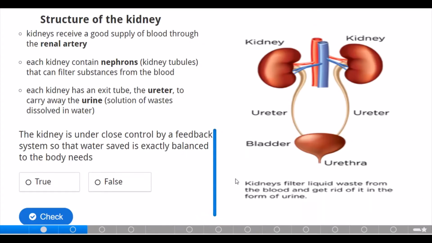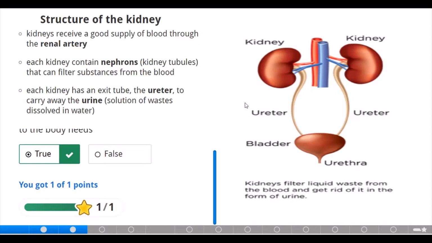Structure of the kidney. Kidneys receive a supply of blood through the renal artery. Each kidney contains nephrons, kidney tubules that can filter substances from the blood. Each kidney has an exit tube, that is the ureter, to carry away urine. The kidney is under close control by a feedback system so that water saved is exactly balanced to the body's needs. True or false?